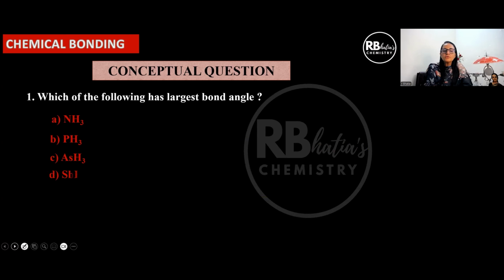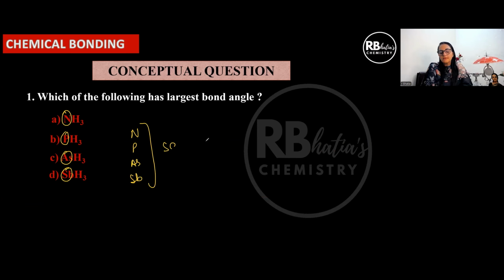So if I ask you which out of these has the largest bond angle, what are you going to see? The electronegativity of the central atom is different. Otherwise, nitrogen, phosphorus, arsenic, antimony belong to the same group in the periodic table. Their structure is same. Each has 3 bond pairs and 1 lone pair. So what will decide? More electronegativity of the central atom, more is going to be the bond angle. So ammonia has the highest bond angle.